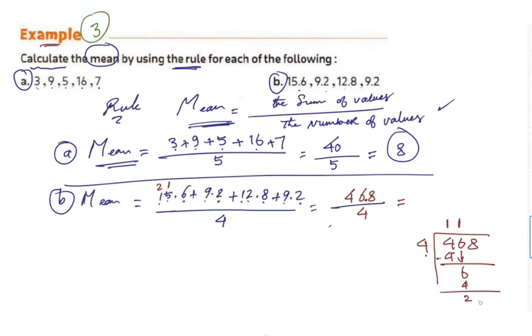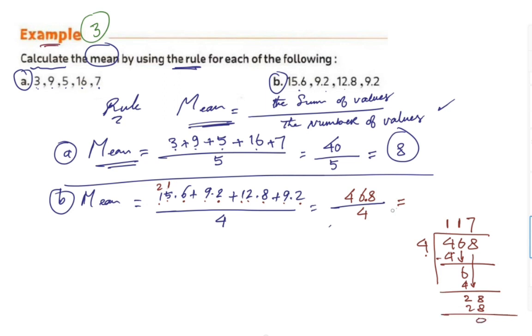Subtract, we have 2. Now 2 divided by 4 is not legal, because 2 is less than 4, so I will drop 8. Now I have 28 divided by 4 equals 7, right? 7 times 4 equals 28, so there is no remainder here.